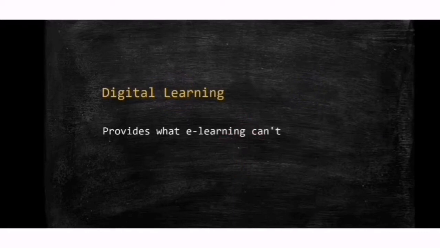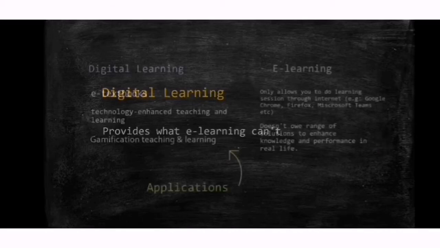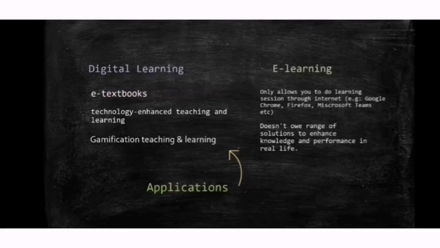Digital learning provides what e-learning can't. Technically, digital learning establishes e-learning, but e-learning doesn't establish digital learning, because e-learning is under digital learning. This sounds very complicated, but I will simplify it. There are a few examples of digital learning: we have e-textbook, technology enhanced teaching and learning, and gamification teaching and learning.